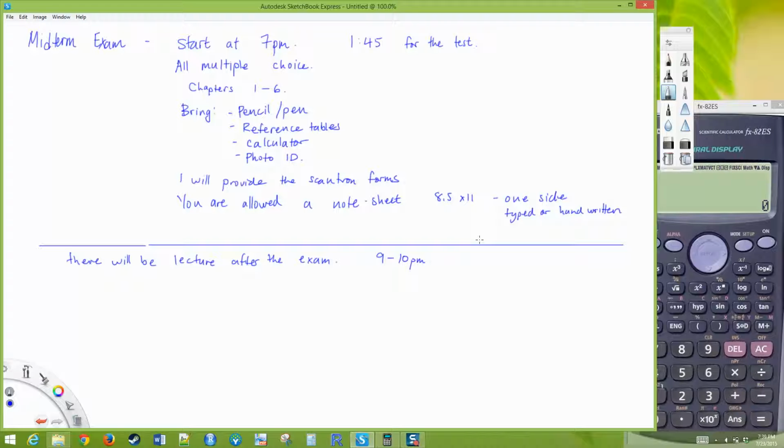Approximately 35 to 40, something around there. So no curve. So yeah. Okay, and that's that.